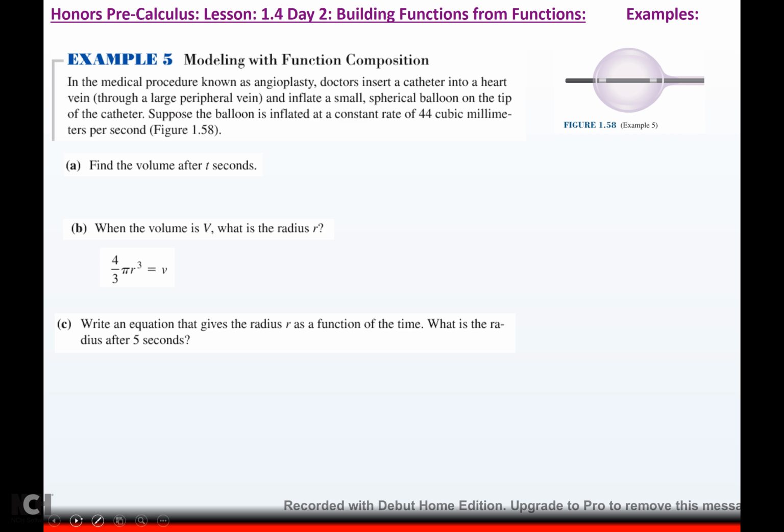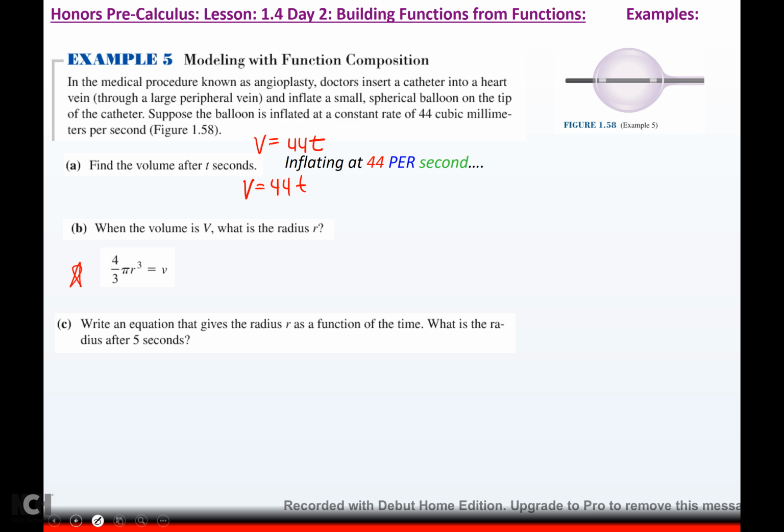Well, if this thing is inflating at 44 cubic millimeters per second, then your volume is getting bigger by 44 each second, okay? So my volume after t seconds is going to be 44 times however many seconds there are. Okay? It says when the volume is v, what is the radius r? They're stepping you through it. I don't do this step. They're just saying because you're trying to find r, they want you to manipulate this equation until you get r alone.